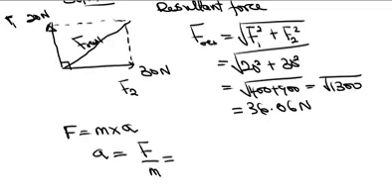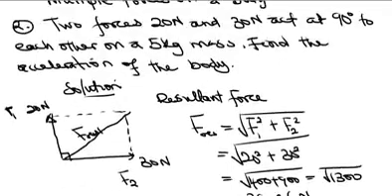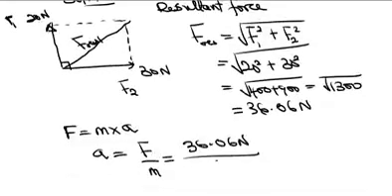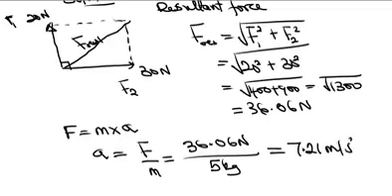And what is the force? That's 36.06 Newton divided by the mass. We are given the mass from the question. That's 5 kilogram. And that's going to give us, when you work it out, 7.21 meter per second square.